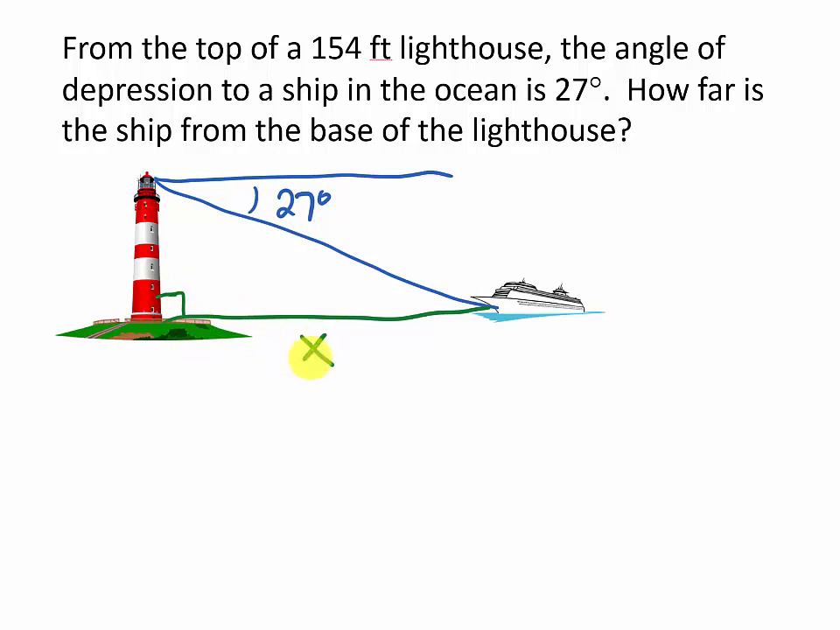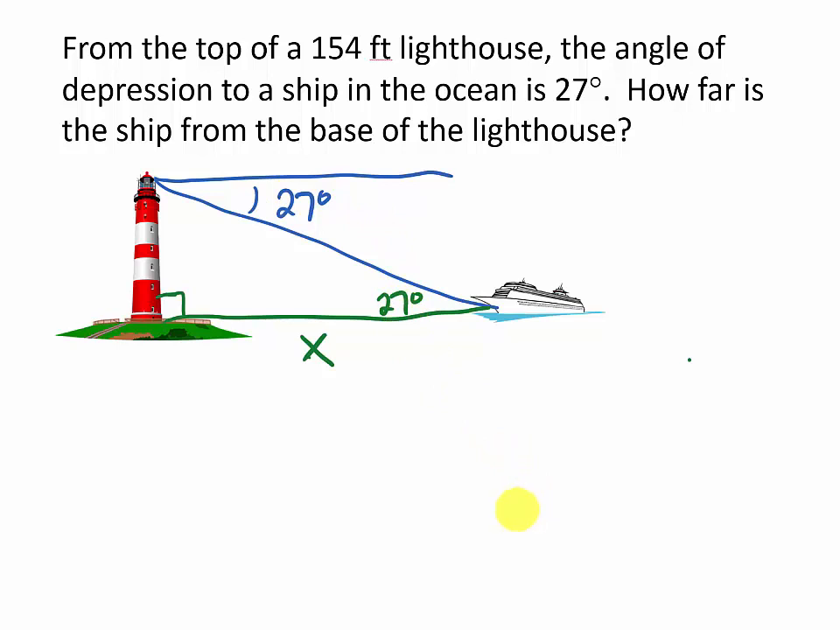and we want to find this distance right here, x. As we see, we don't have an angle in the right triangle, but I know that this is also 27 degrees. Maybe you remember from geometry, when you have parallel lines cut by a transversal, alternate interior angles are congruent. So this angle of depression is 27, and this angle inside of the triangle is also 27.